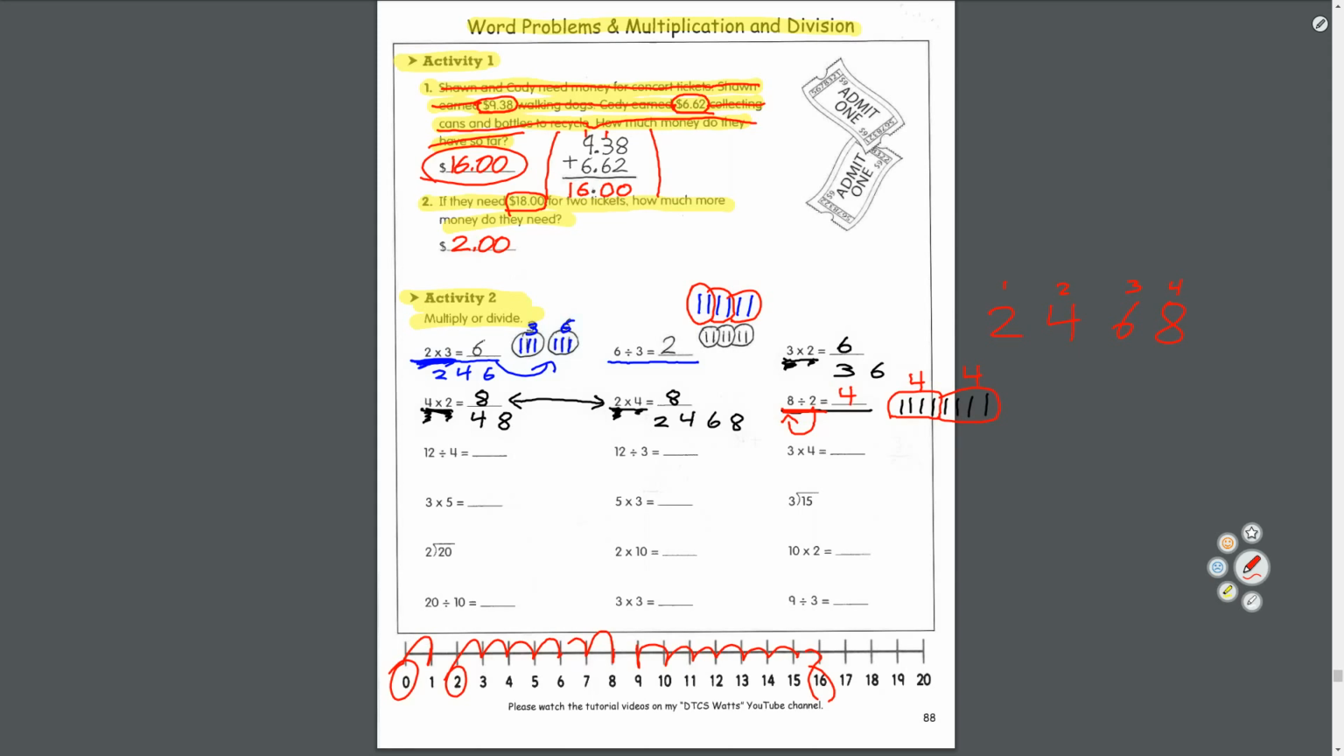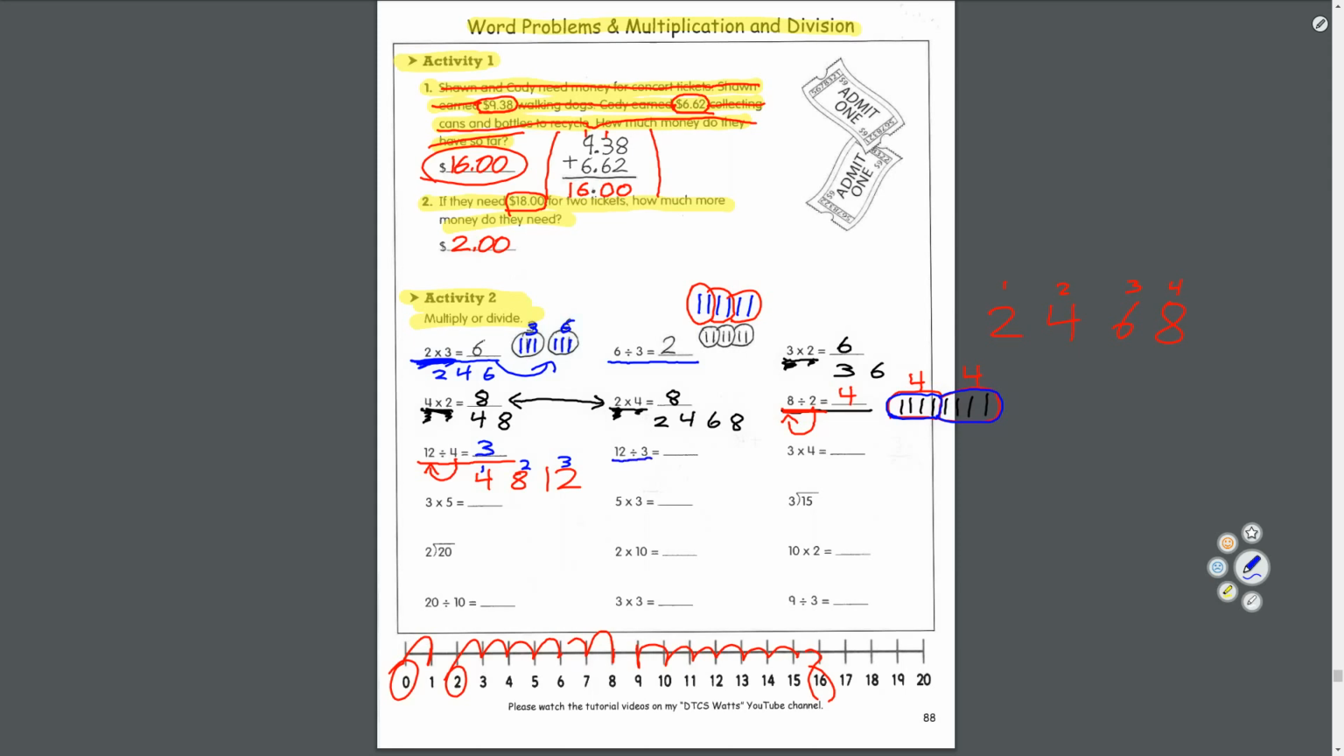Let's try another one. 12 divided by 4. How many times does 4 go into 12? 4, 8, 12. And how many times did I just skip count? 1, 2, 3. 12 divided by 4 equals 3. Okay? For me, I like to think of it that way instead of these boxes, because once you have really big numbers, it's hard to do it like this.